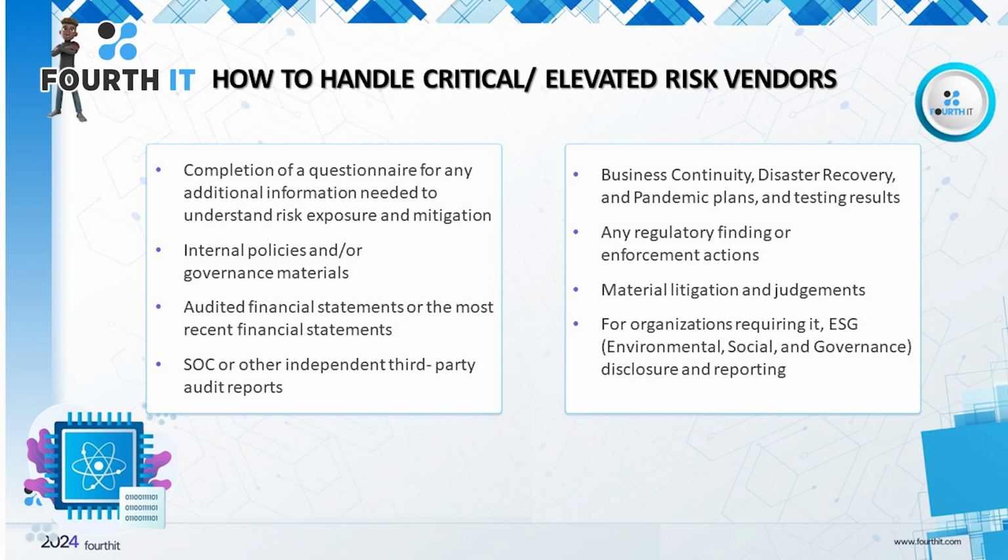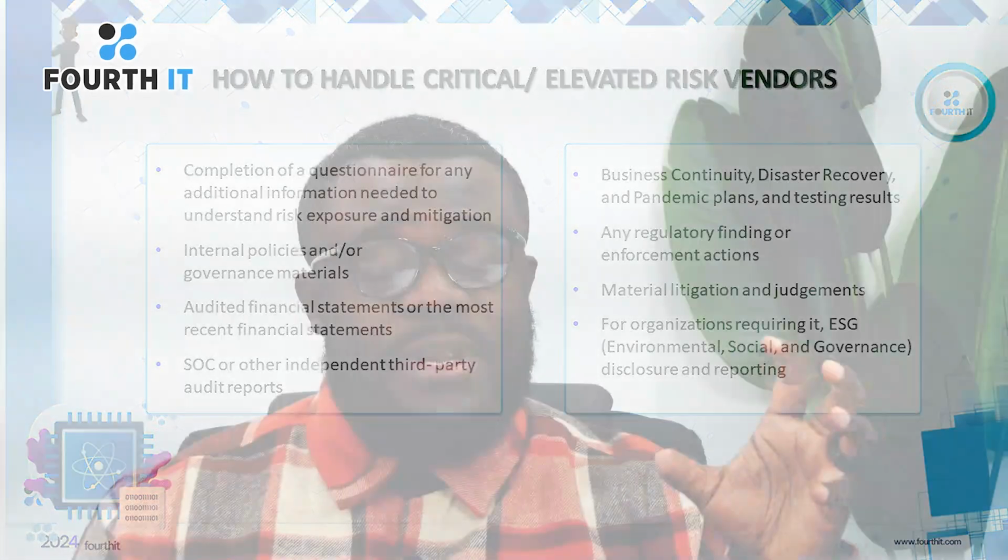One, for critical vendors, you need to make sure that their internal policies or governance materials are updated. You need to make sure that there is a completed questionnaire and any additional information needed to understand the risk exposure and the risk mitigation. Remember, these questionnaires are the controls that we are asking them what they have in place. And these questionnaires have been customized to fit ISO 27001, NIST 800-53, some are PCI questions, and there are other questionnaires that are involved.